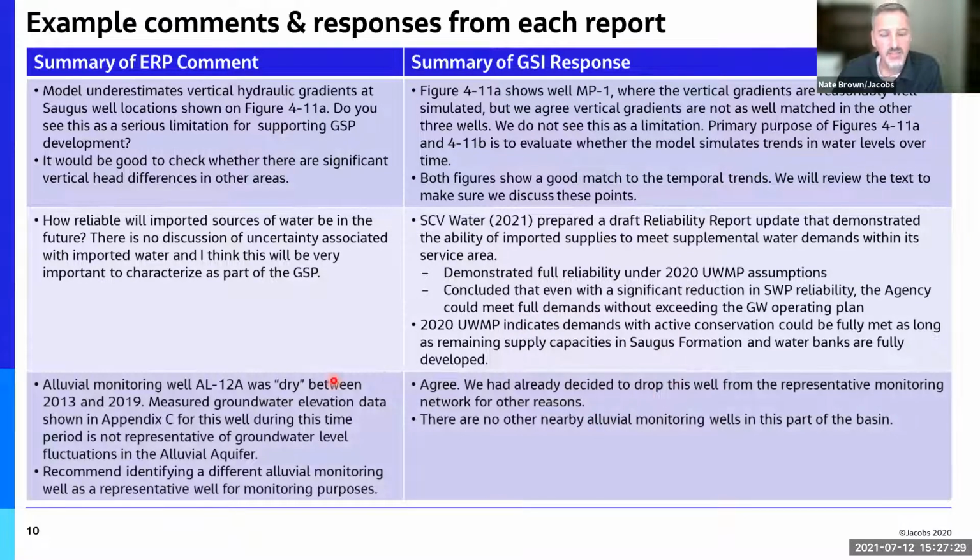Let's see, lastly, this one's an example from the SMC, the Sustainable Management Criteria section of the GSP. We had noted that there was a well that was being proposed for a representative monitoring site. But in our workings, we were familiar with this well and indicated that it had been dry through the most recent drought, and that there were some water levels being shown for that particular well in an appendix, and we recommended selecting a different well. And there was agreement, and they had noted that as well after submitting the draft, and for that reason had already decided to drop it. So again, there are many comments, obviously not shown here today, but this is just to give you a feel of the back and forth that we had with GSI.